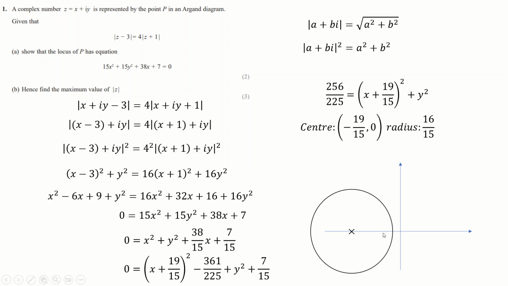So all we have to do is do this 19 over 15 plus the radius 16 over 15, and we'll get our answer for the furthest distance away from the origin, which is our maximum value of the modulus of z. Good, okay, so that's question 1.